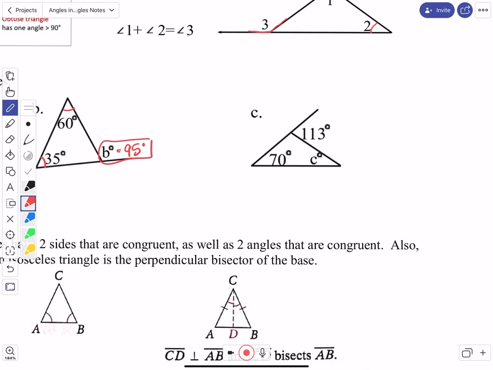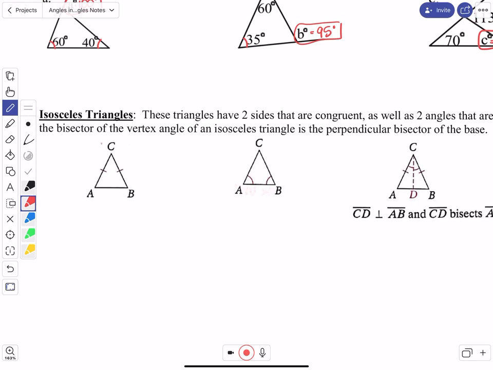Now, for C, we're given the exterior angle. So in this case, we would subtract. You could do 113 minus 70 to give us C, which is 43 degrees. And that's just a quick way of finding these angles if you're given that exterior angle or if you want to find that exterior angle.